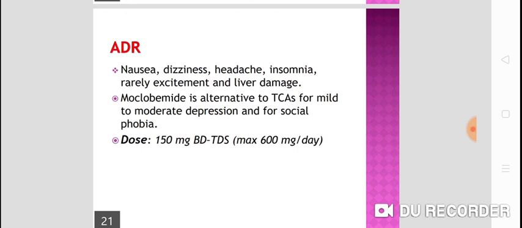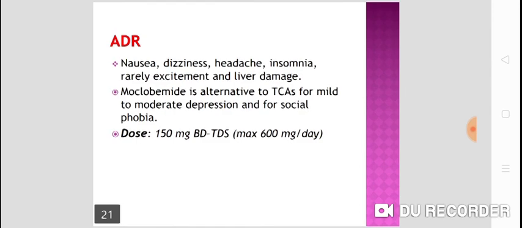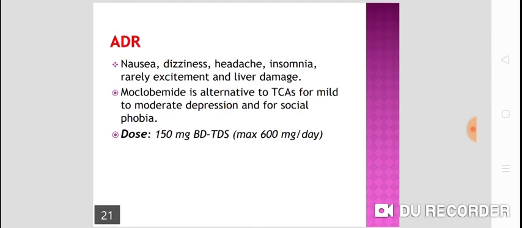Nausea, dizziness, headache, insomnia, rarely excitement, liver damage. Moclobemide is an alternative to the tricyclic antidepressants for mild to moderate depression and for social phobia. Dose is 150 milligrams twice a day or thrice a day, and maximum you can give 600 milligrams per day. So this is all about monoamine oxidase inhibitors.